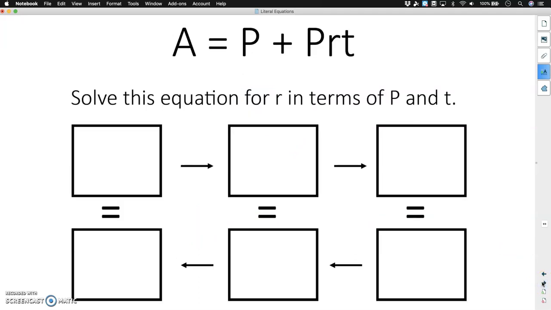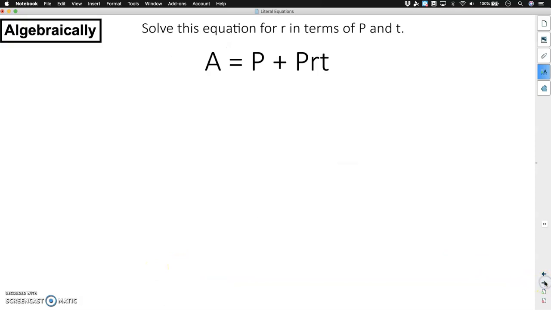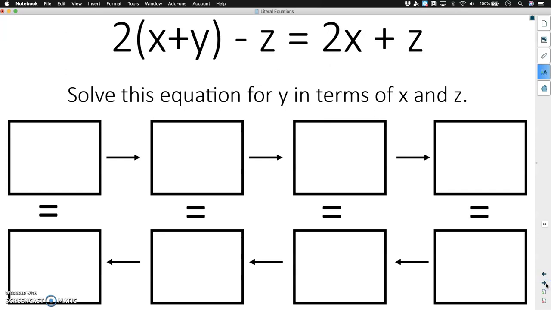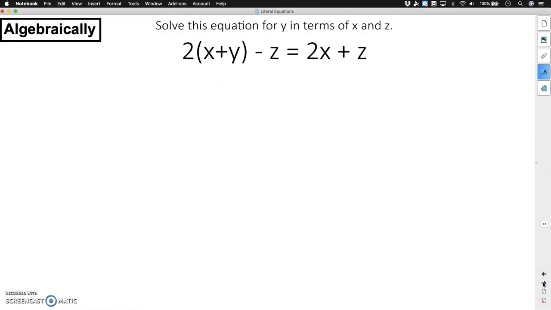These next two problems are on your own. I'd like you to draw the diagram. Remember, what goes on top are what you're doing to the variable, and then what goes on bottom is what you're undoing. Then I want you to practice doing this algebraically. For the next example, once again, start with the variable you're solving for and figure out what operations happened. Then undo those operations on the bottom. And then work this problem purely algebraically.